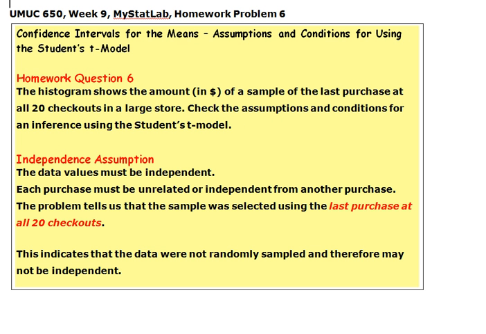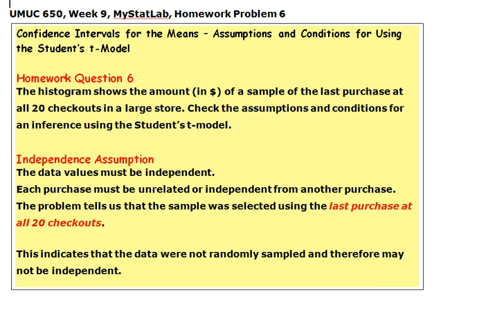So first, let's take a look at our independence assumption. In our independence assumption, we're looking for an indication that each purchase is unrelated or independent from another purchase. Now, we can't really tell this from the actual data sample itself, but we can tell it from the situation, or in our case, examining the language in the problem. The problem tells us that the sample was selected using the last purchase at all 20 checkouts.